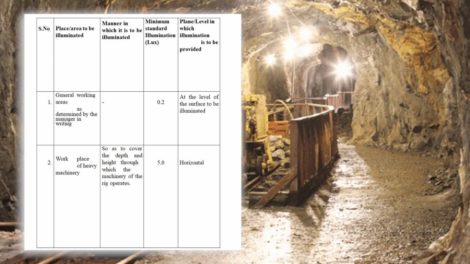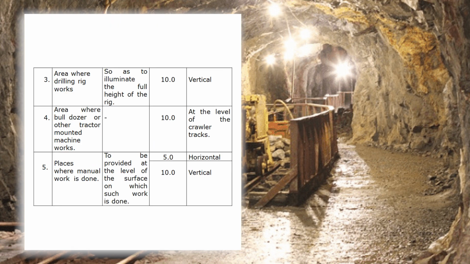The illuminated area is so as to cover the depth and height through which the machinery operates. The lux is 5.0 and the level and plane is horizontal. Next is area where bulldozer or other tractor mounted machine works. The lux is 10, the level or plane is at the level of the crawler tracks.